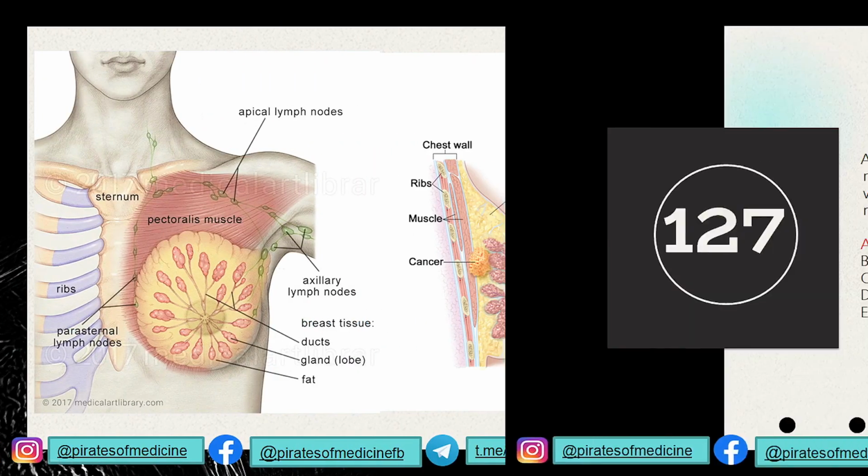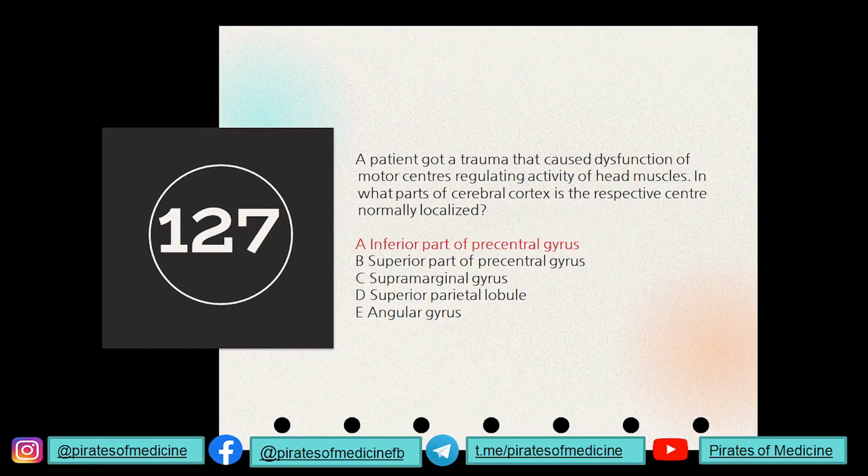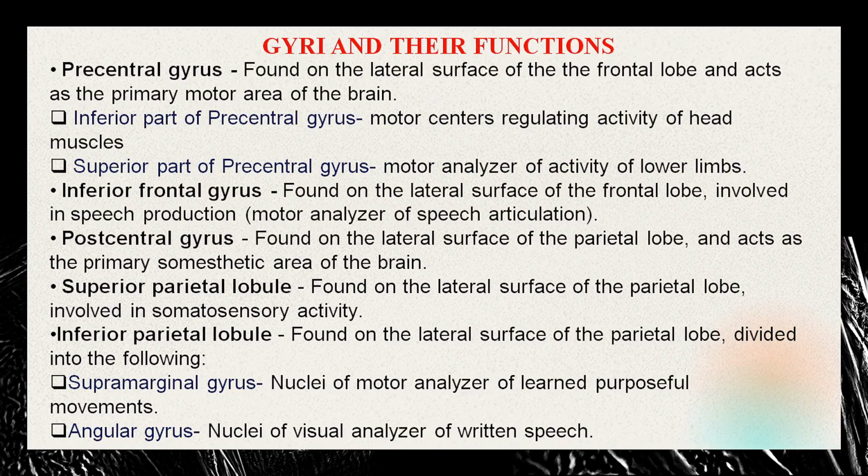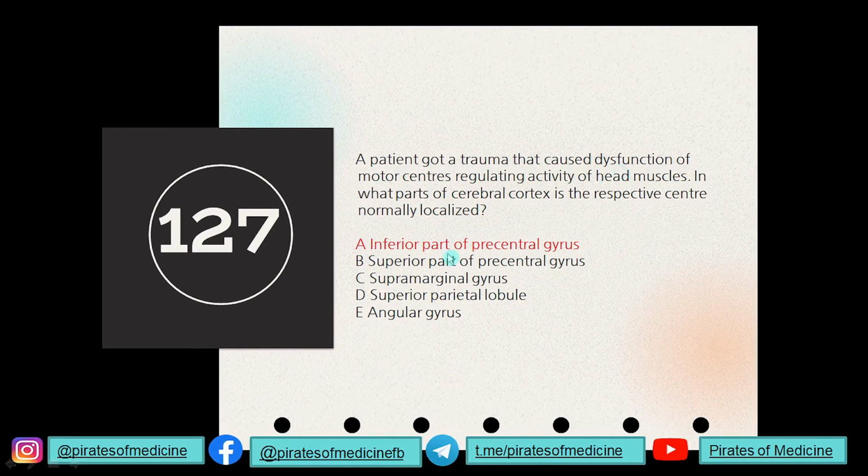Correct? So 127: a patient got a trauma that caused dysfunction of the motor centers which regulate the activity of head muscles. In what part of the cerebral cortex is the respective center normally located? So we talked about the gyri of the brain in a previous video. I asked you to note it down. If you did, you would remember the inferior part of the precentral gyrus contains the motor center which regulates the activity of head muscles. That is why the answer here is the inferior part of the precentral gyrus.